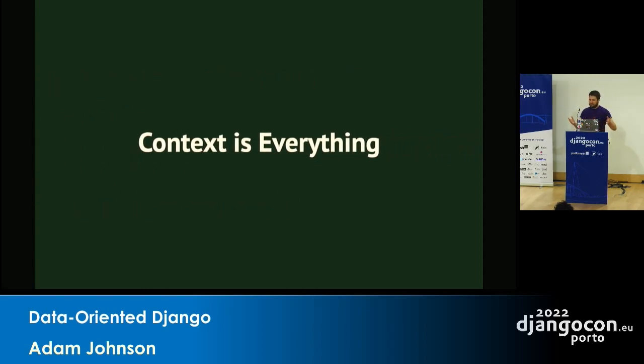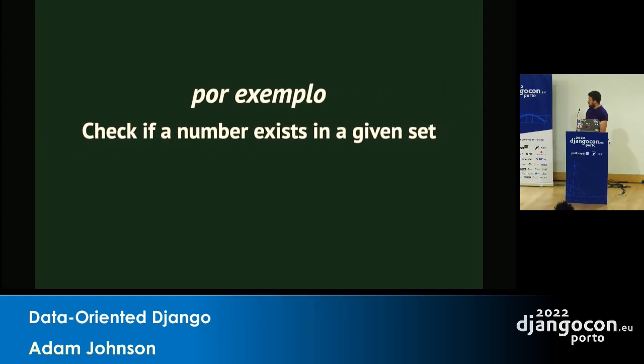Context is everything. If you have different input data and different hardware, that should lead you to build a different algorithm to get different output data. Let's look at an example, so you can maybe see a bit about what I'm talking about. Say you've been given the problem to check if a number exists in a given set of numbers.